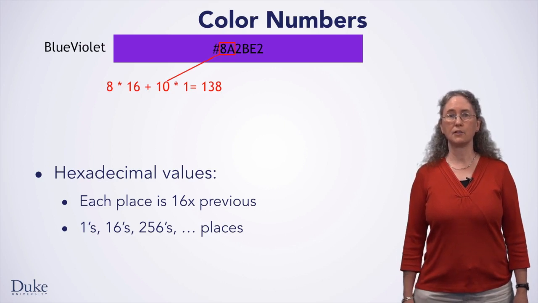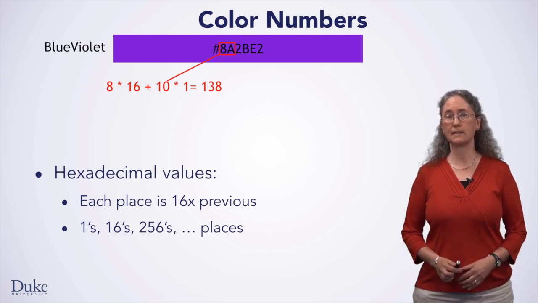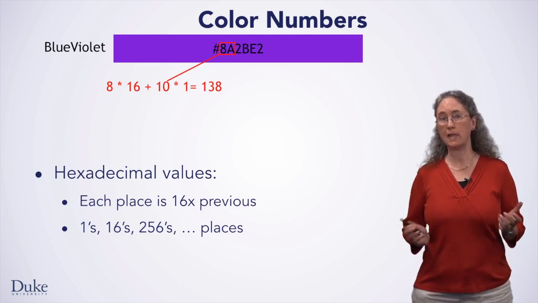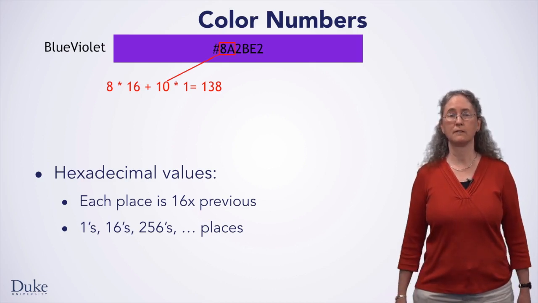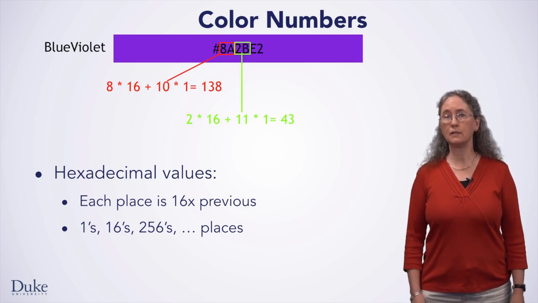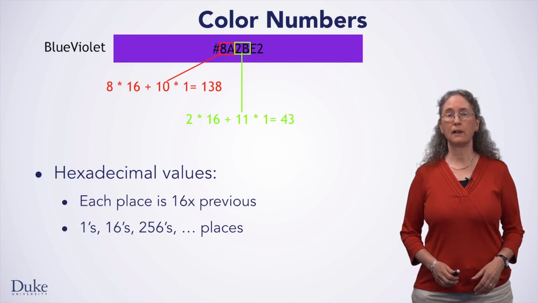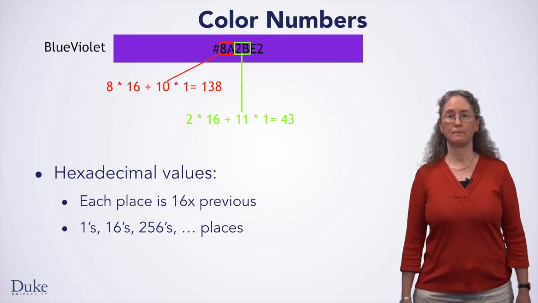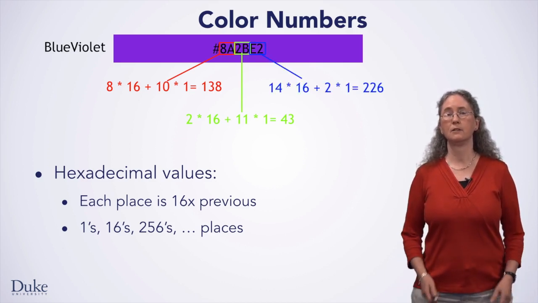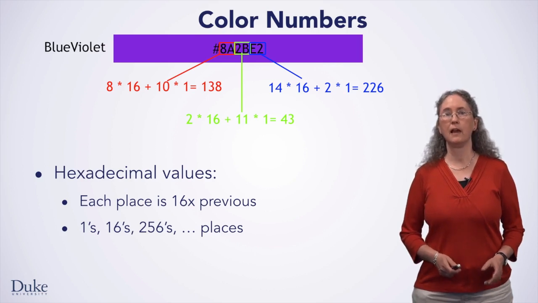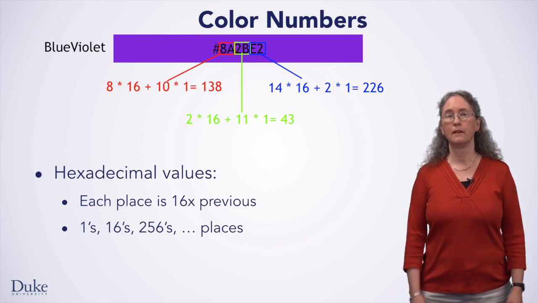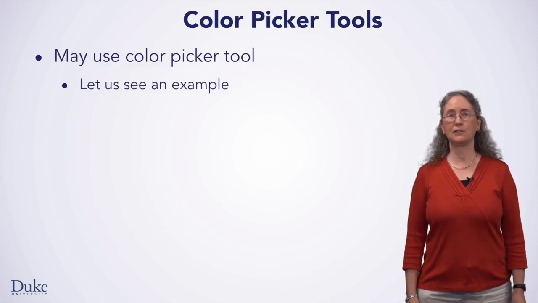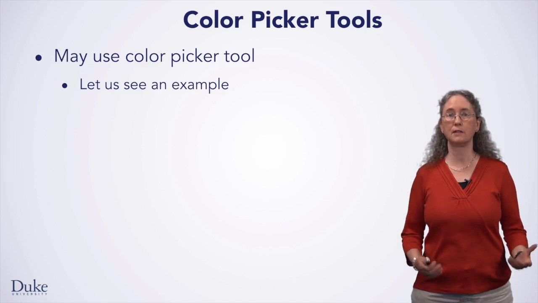The red of this color is 8A, which is 8 in the 16th place, plus A, which is 10, in the ones place. That makes 138. For the green, you get 2 in the 16th place, plus B, which is 11, in the ones place, which makes 43. For blue, you have E, which is 14 in the 16th place, and 2 in the ones place, which makes 226. Many people find it easier to choose colors graphically and let a tool give them the number.